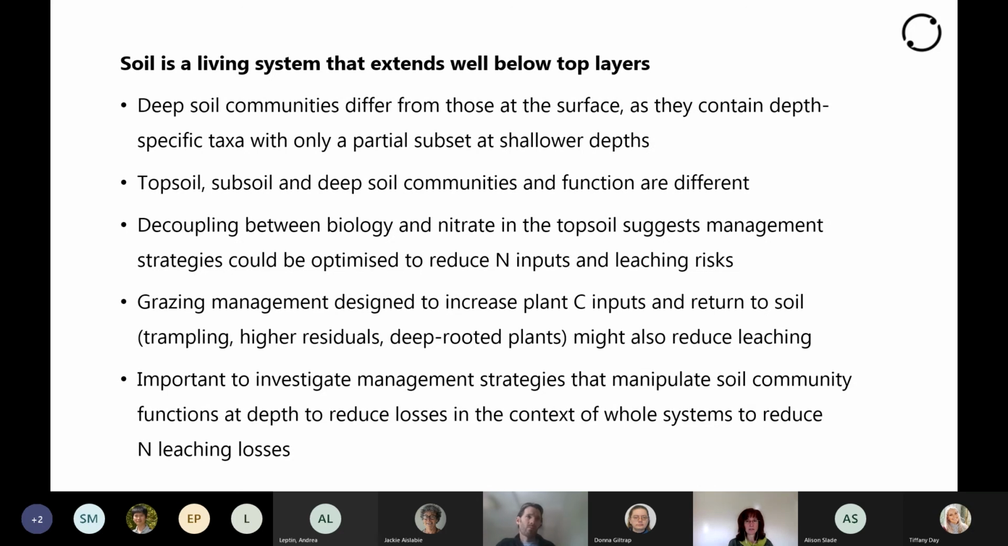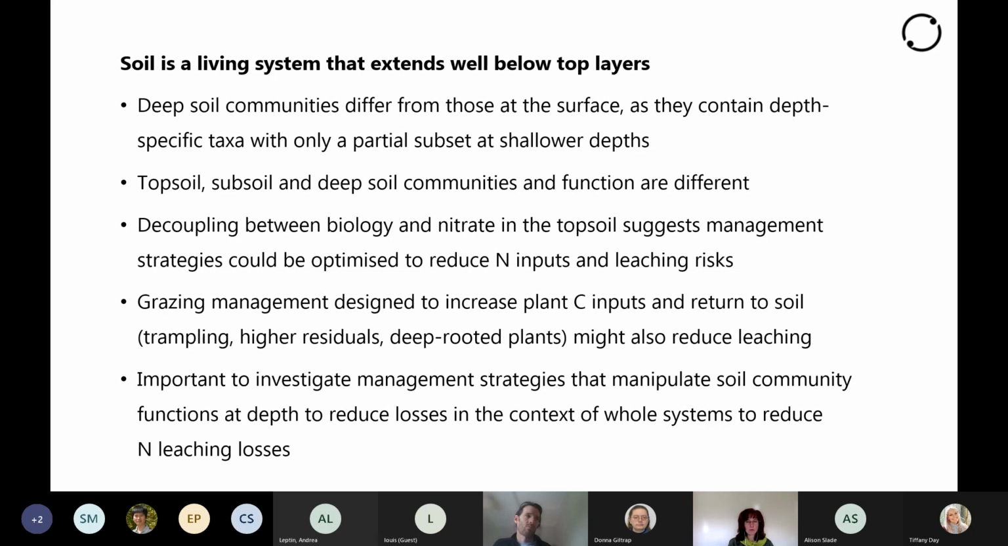We showed you data that the topsoil, the subsoil, and the deep soil communities are different and they function differently. We've also shown you that biology and nitrate-related processes are uncoupled in the topsoil, and that could be interpreted to mean that, given the way the system we studied was managed, an input could be further optimized and potentially reduced to further reduce nitrate leaching. Of course, that's a trade-off with production, the way these systems are managed.